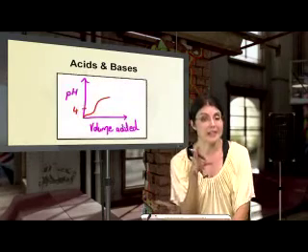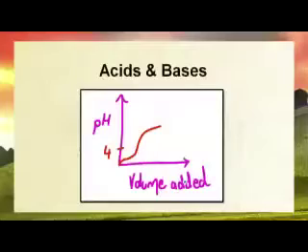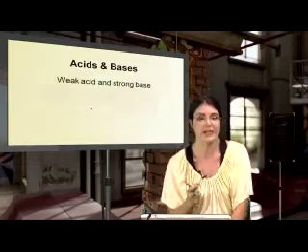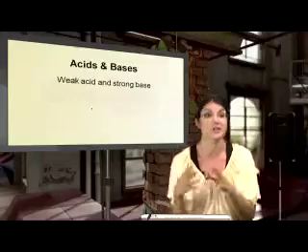Now, if we take a look at its specific endpoint graph, once again, wherever you find the vertical point of this graph, that's where the endpoint occurs. And as we said, this will be below 7 because it's more of an acidic solution, because we're using strong acids. Now, the next one that we're going to take a look at is when we talk about a weak acid and a strong base.